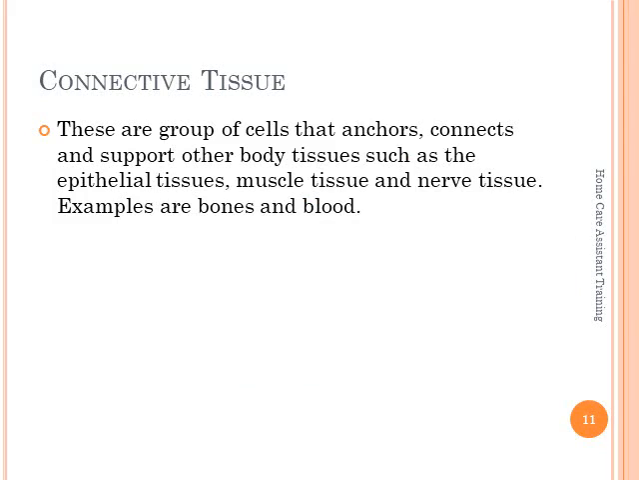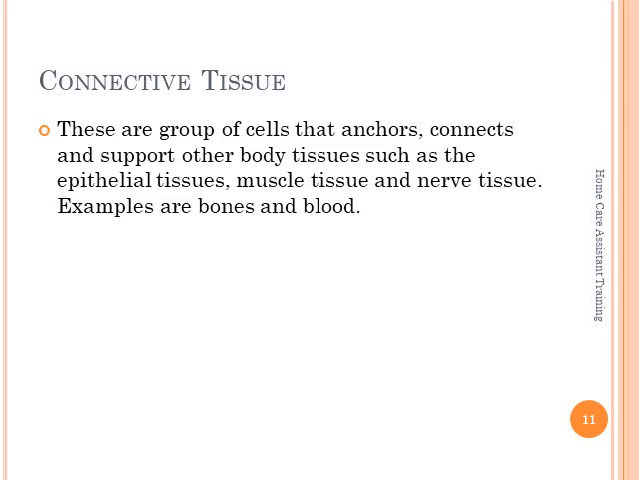These are a group of cells that anchor, connect, and support body tissues such as epithelial tissue, muscle tissue, and nerve tissue. So what they do is that they bring different tissues together. If you look at your skin, I said that the outer part is epithelial tissue and the inner part is also epithelial tissue. In between this, there's a connective tissue because you have blood vessels moving through it, your nerves moving through it, and this connective tissue brings them together.